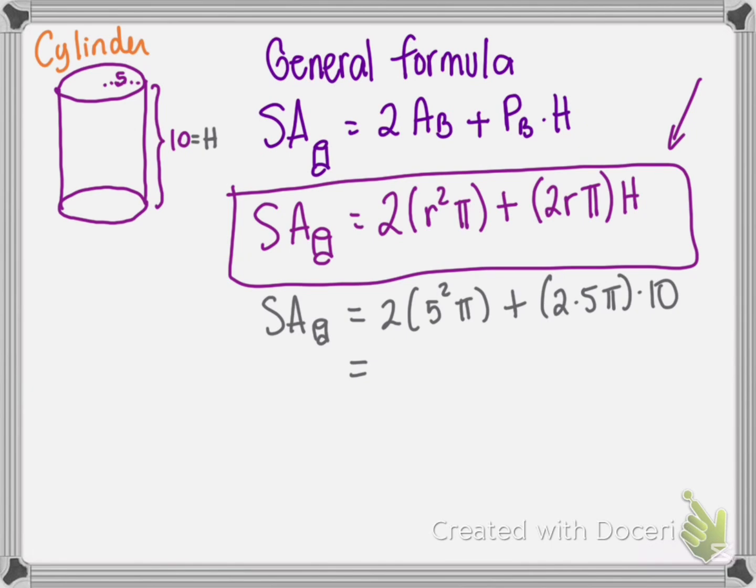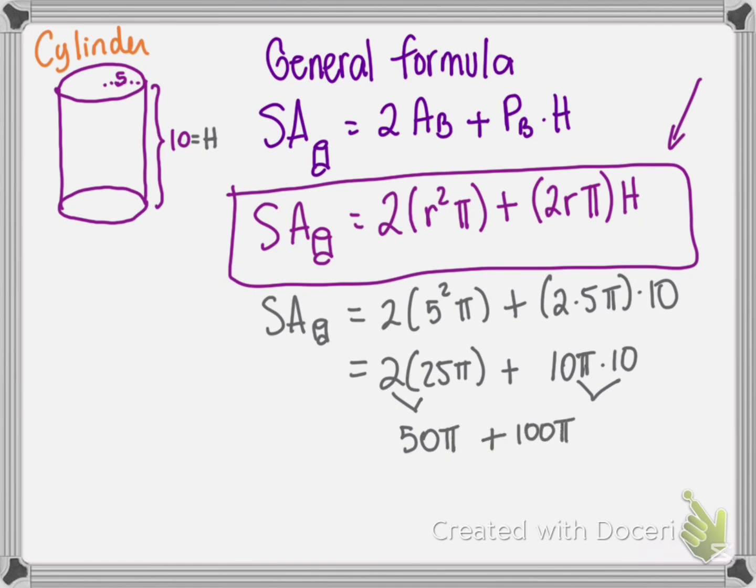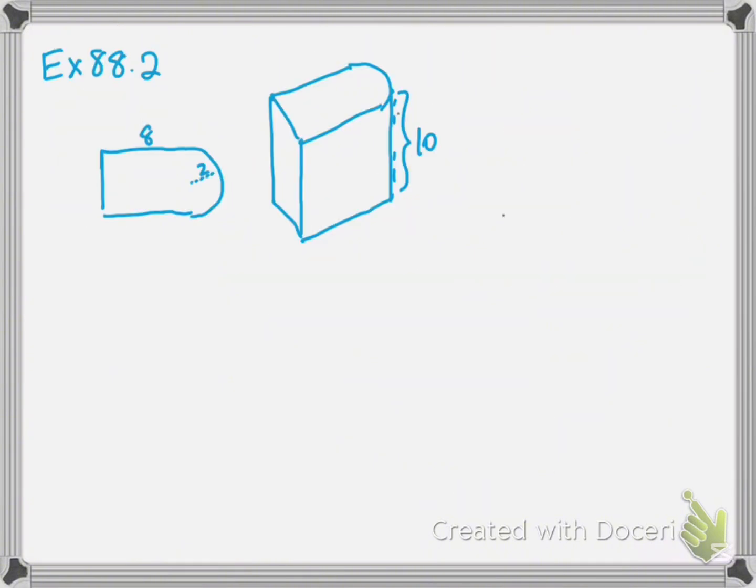Now we're going to multiply the 2 times the 25 pi, and then here we have 10 pi times 10. Again, remember, order of operation tells us to do multiplication first and then addition. So we have 50 pi plus 100 pi. And because both of them have pi, we can add them, and the answer is going to be 150 pi. And again, units squared.